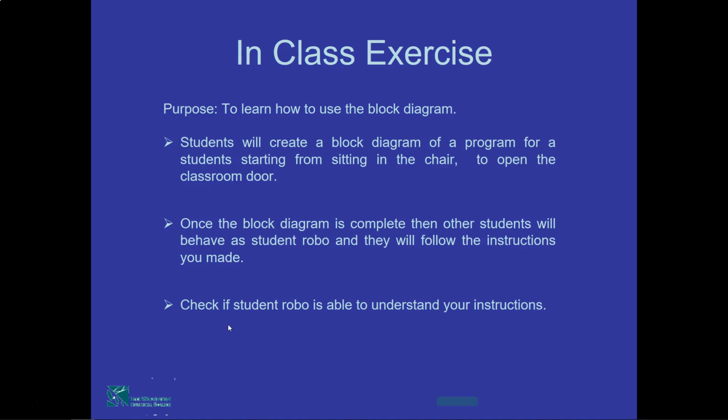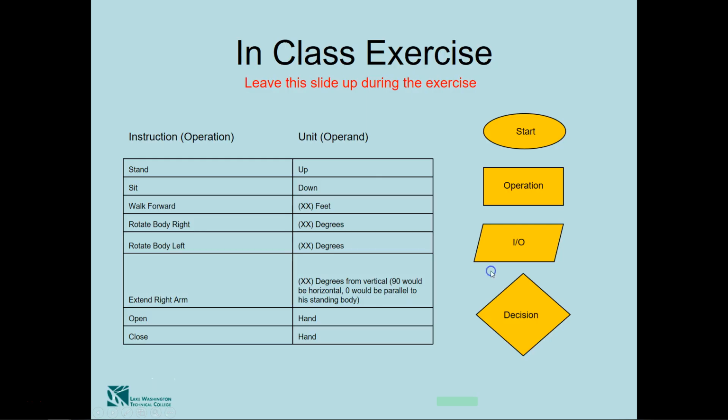So the purpose is that we are going to check if the student robot is able to understand your instructions, and the student robot will only follow whatever is written in your flowchart. The student robot is not going to assume anything like we as humans assume. The student robot is just going to follow the instructions. We'll be doing this activity in class, and these are the four basic blocks which we'll be using in creating the flowcharts. And you can see the instructions are given.